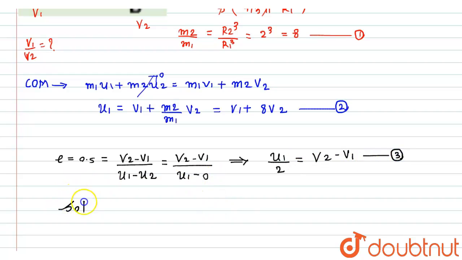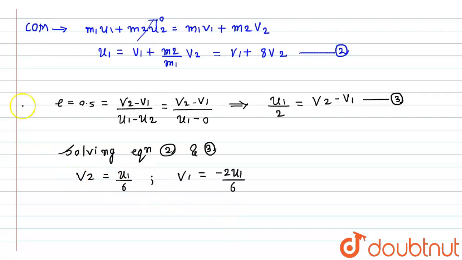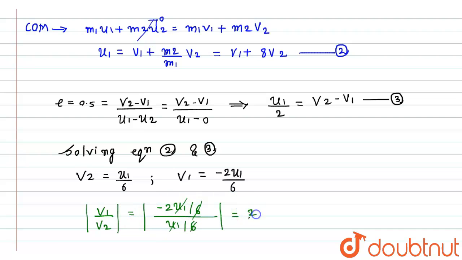Solving equations 2 and 3, we get the values of v2 and v1 in terms of u1: v2 equals u1 divided by 6 and v1 equals minus 2 u1 divided by 6. The question asks for the ratio of final velocities, v1 by v2. Since v1 is negative, we take the magnitude. So it becomes 2 u1 divided by 6 over u1 divided by 6. The u1 and 6 cancel out, and the modulus of minus 2 gives 2. So the required ratio of final velocities v1 by v2 equals 2, which is our final answer.